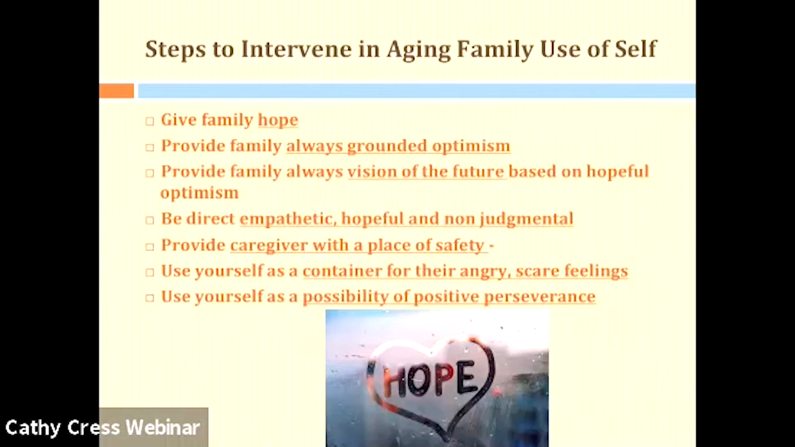And then you need to use yourself as a container for their angry, scared, anxious feelings. And I'm going to talk about that in the next slide. And you have to use yourself with the possibility of positive perseverance. And we'll move to the last slide.